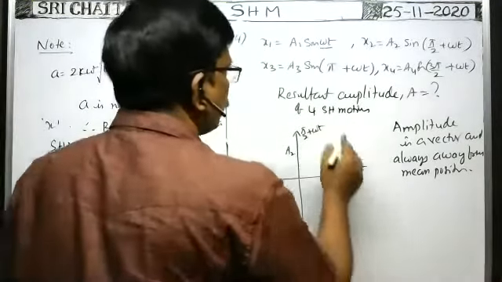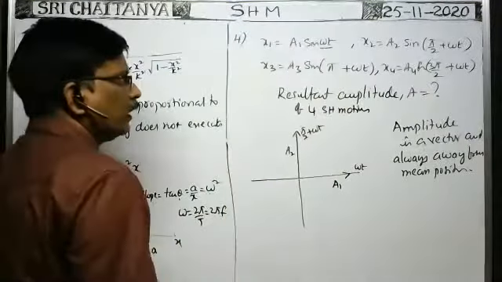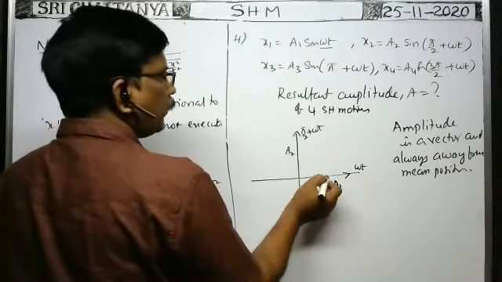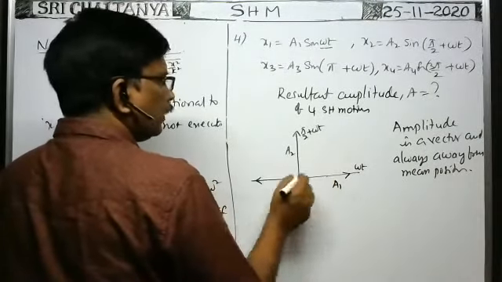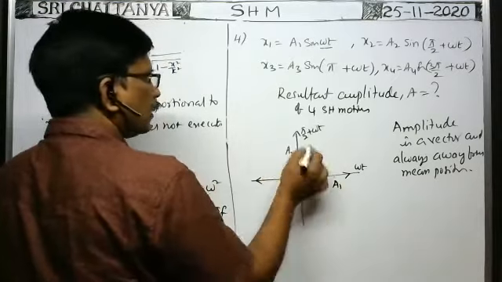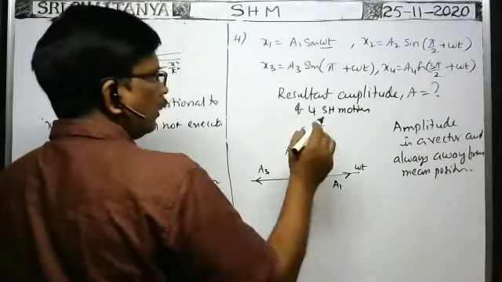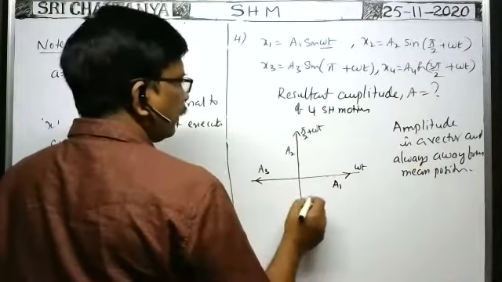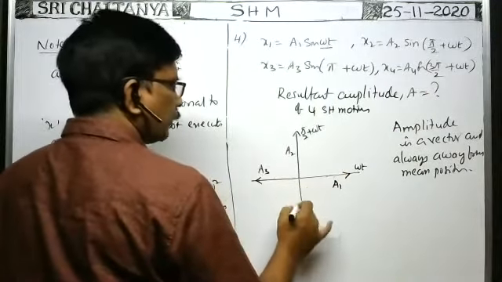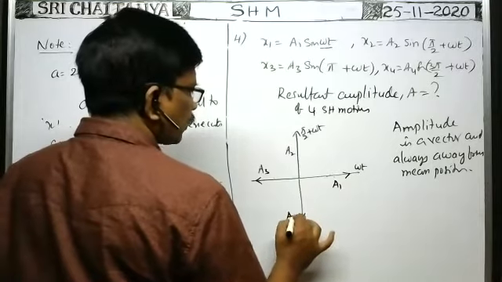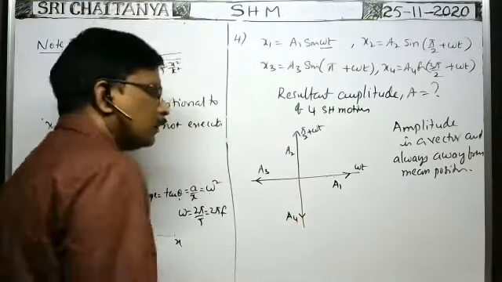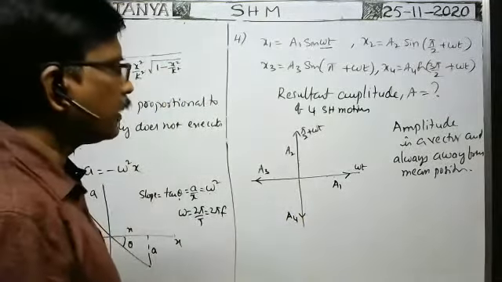Next, for the third particle, pi plus omega t. Pi plus omega t means that point omega t plus pi. That simple harmonic motion lies in this direction with amplitude a3. Next, 3 pi by 2 plus omega t means omega t plus 3 pi by 2. That means that the fourth simple harmonic motion lies along this direction. These are the amplitudes with different phase angles.